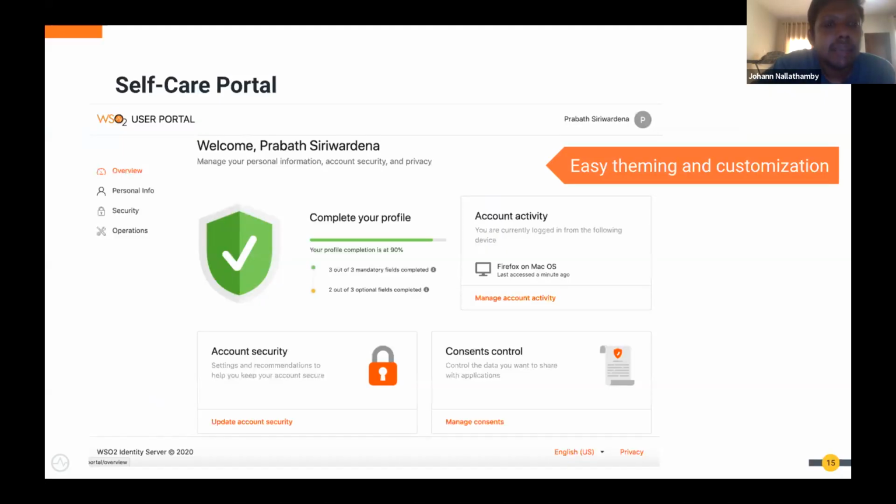So this is just an example of the self-care portal. As I said, this is a single page application based on React, and it provides you the easy theming and customization capabilities that you want.